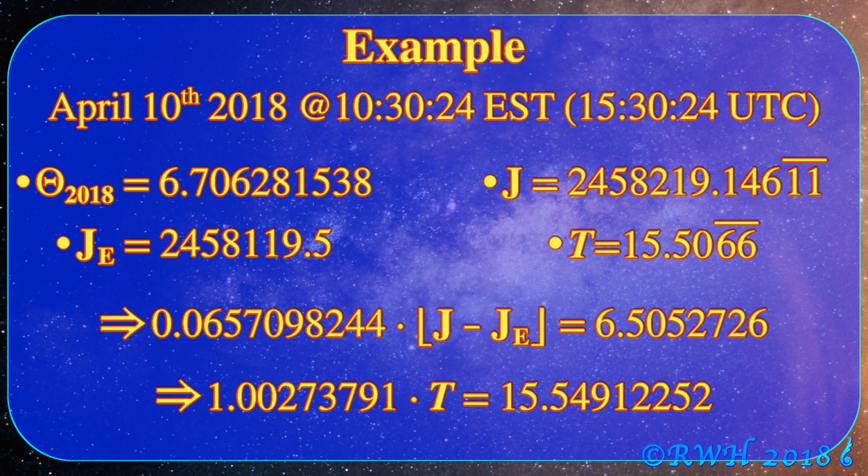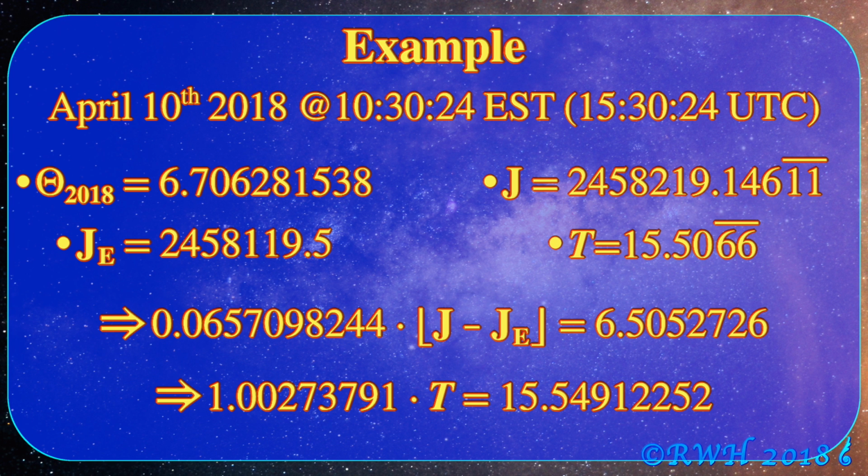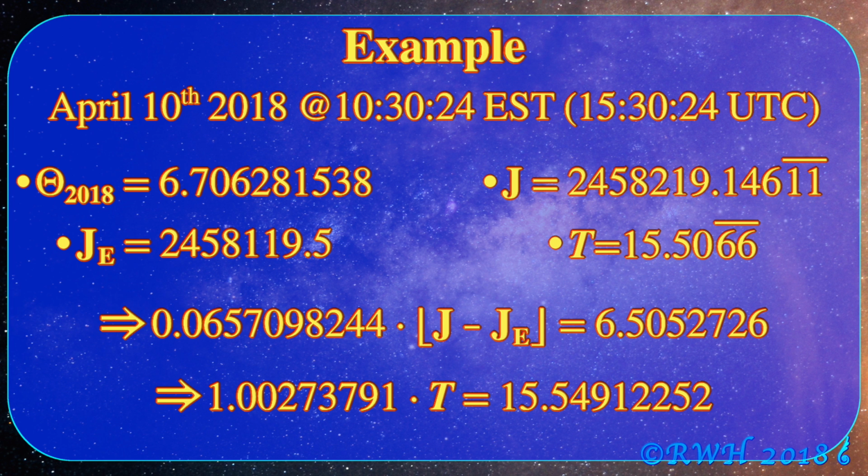As was the case previously, we will use the 2018 epoch, which corresponds to the GMST of 2018 being equal to 6.70628158, and the Julian date of 2018 being equal to 2,458,119.5. The time variable t is equal to 15.5066, just like the previous GMST calculation.